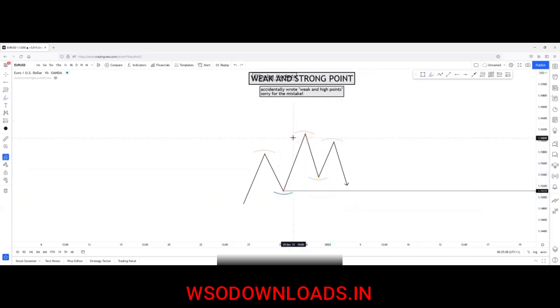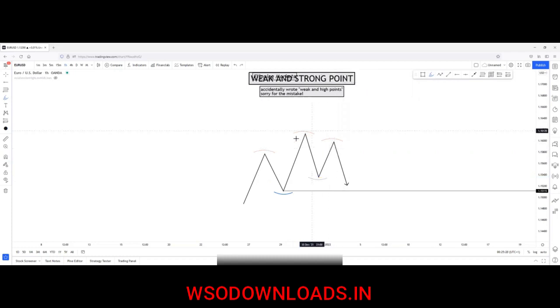So this proves this high is weak. After this, price started to form a main trend movement and tried to break above this last weak high and tried to break structure to the upside, but it couldn't break structure and couldn't break the last weak high. So this proves this point, this low will be weak.